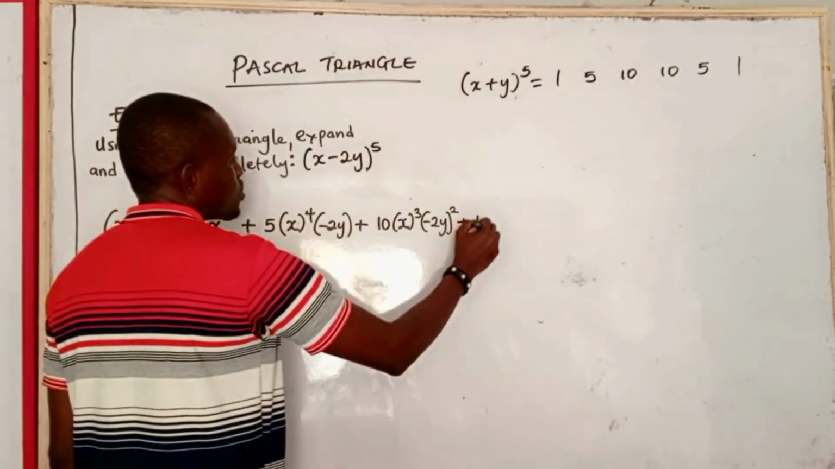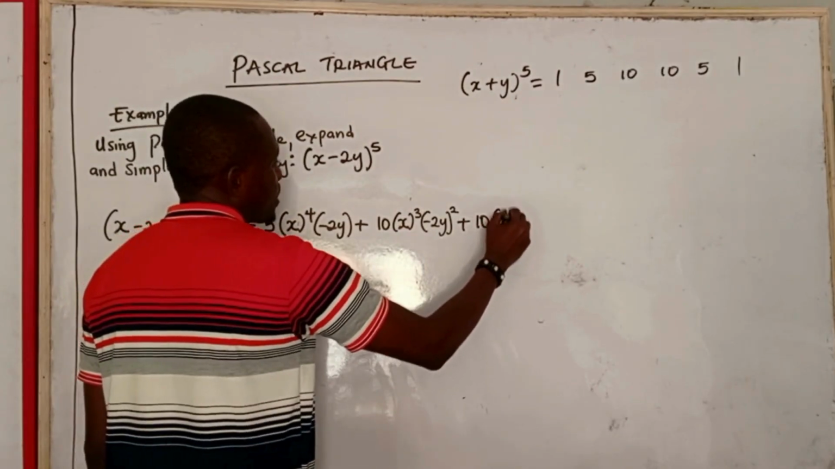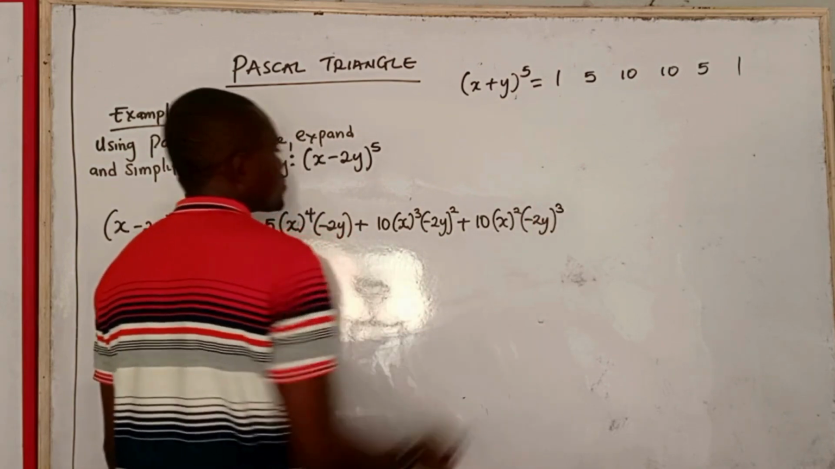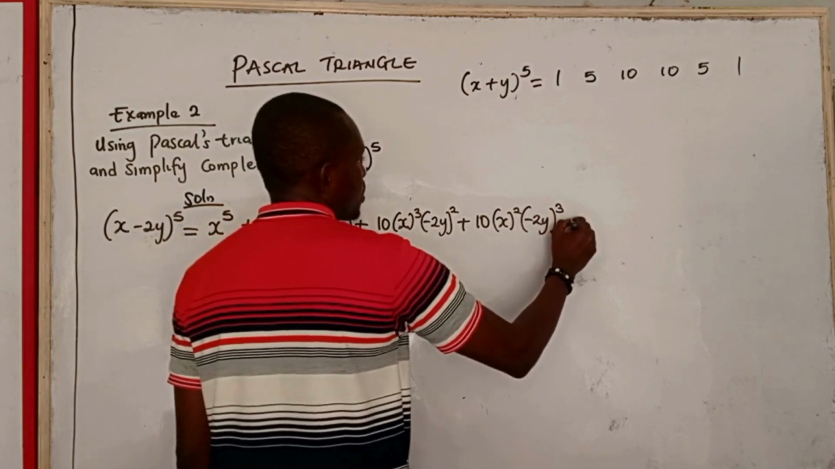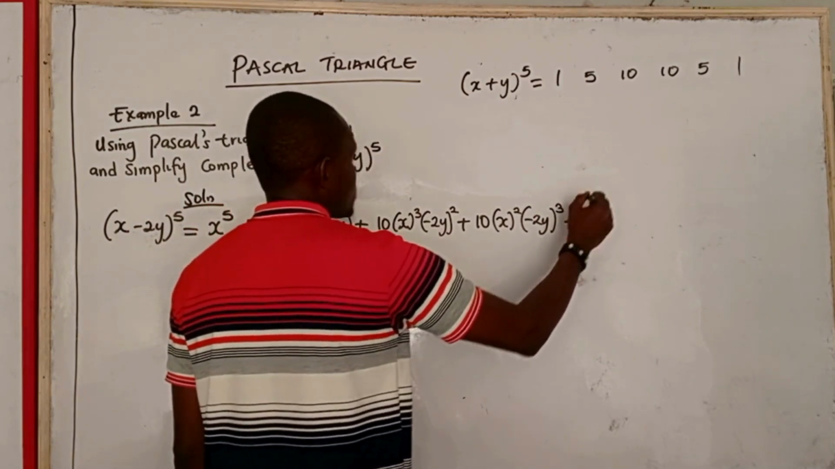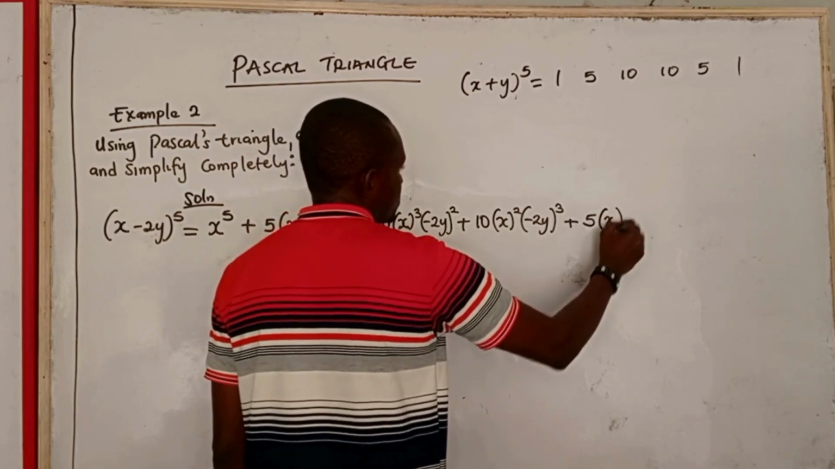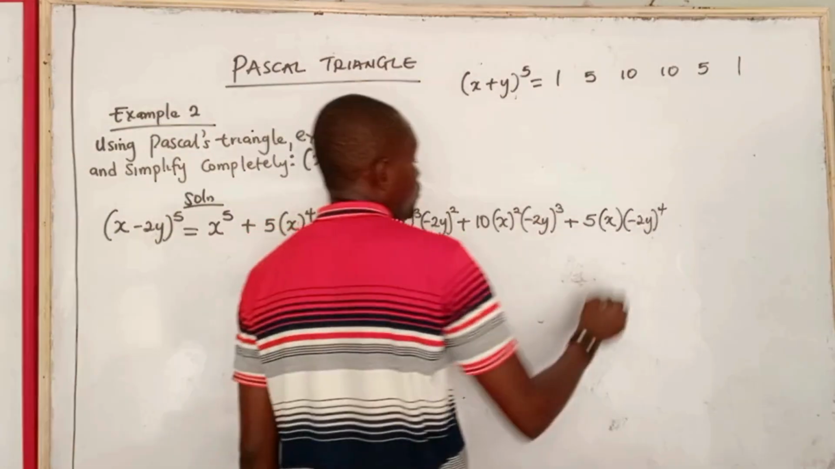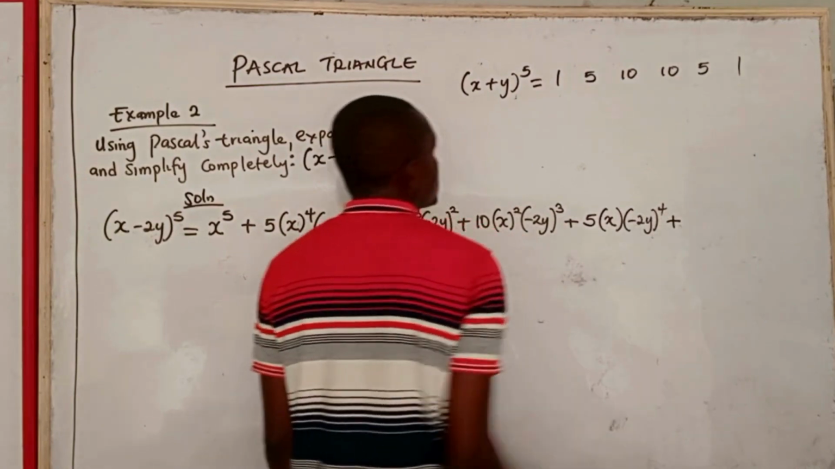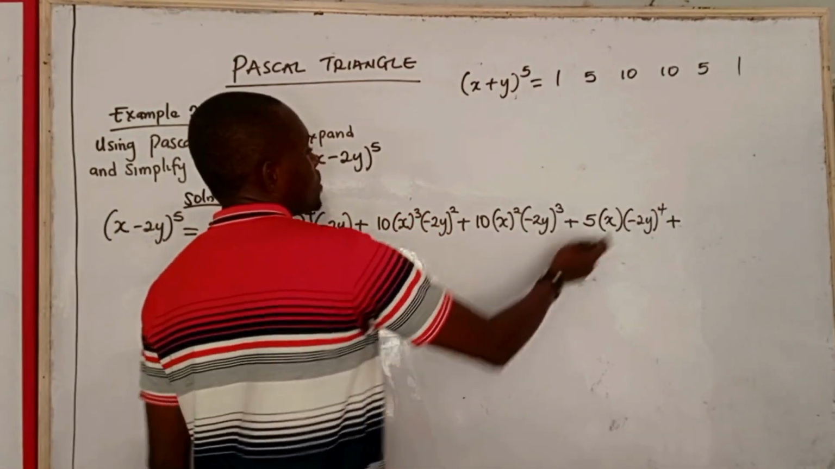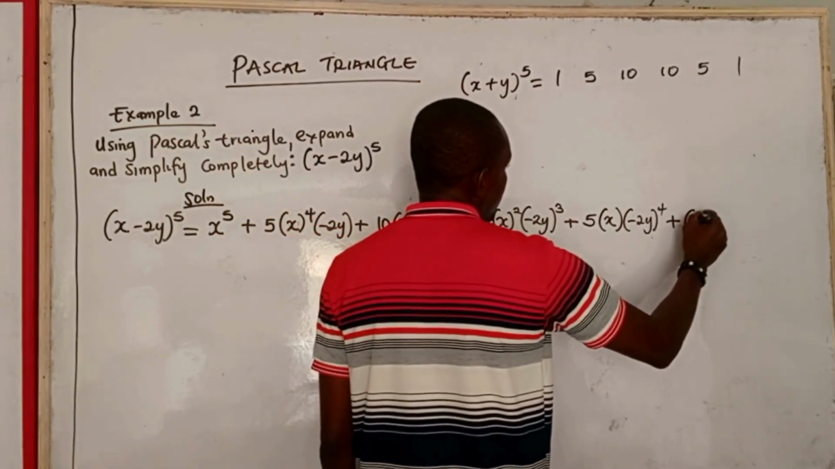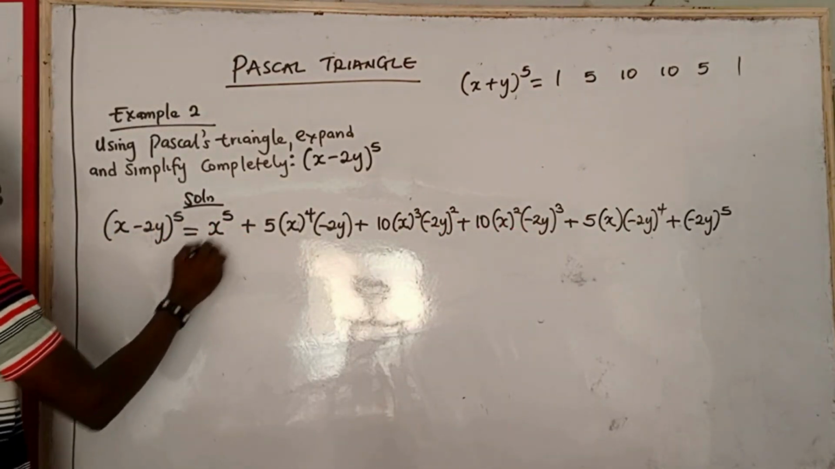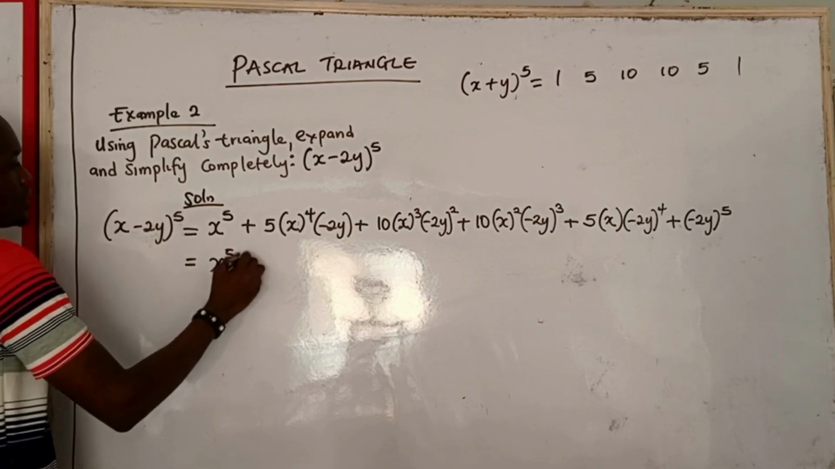Then the next one also becomes 10. We are going to have x to the power of 2, then (minus 2y) to the power of 3. Then plus. The next one is 5, so we are going to have x, and then (minus 2y) to the power of 4. Then the last one is plus, the coefficient there is 1, so the power of x here becomes 0, and we have (minus 2y) all raised to the power of 5. So from here now, we should have this, then plus.